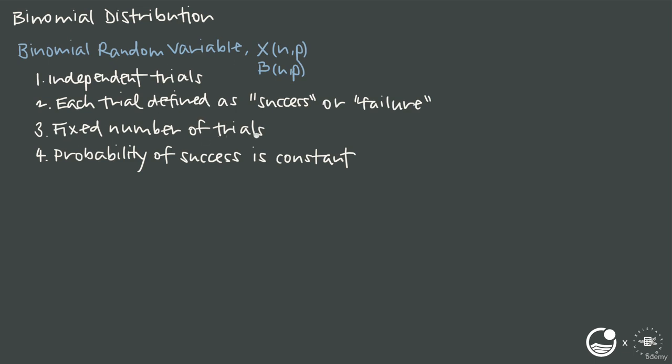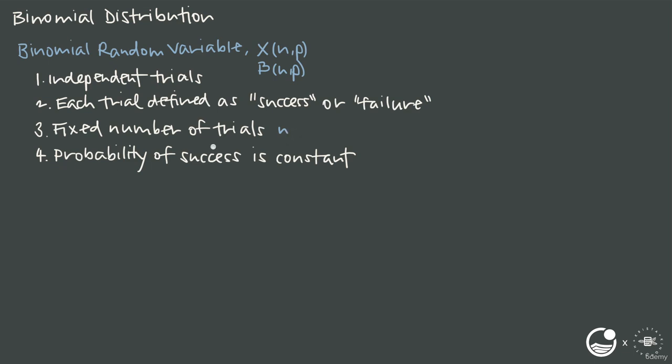We also have to have a fixed number of trials. So we can't use a binomial random variable to model a situation where we want to look at probability when we flip a coin an infinite number of times. We have to specify we're flipping the coin 10 times or we're flipping the coin 50 times. The number of trials has to be fixed. We have to predetermine how many times we're going to run this trial. And that fixed number of trials is this number n here. So this is a fixed number of trials, n.